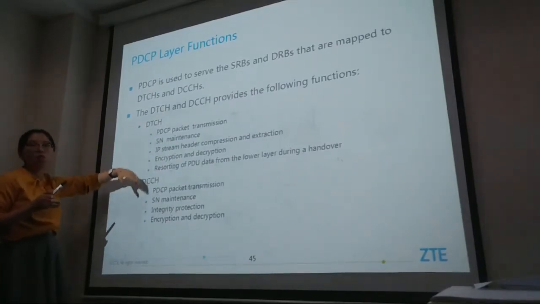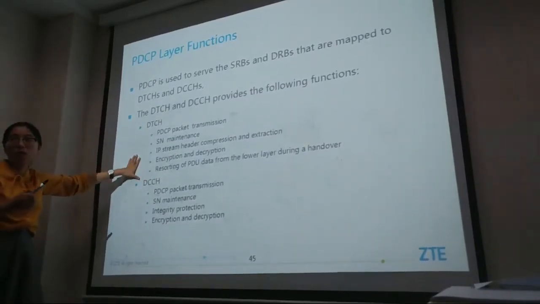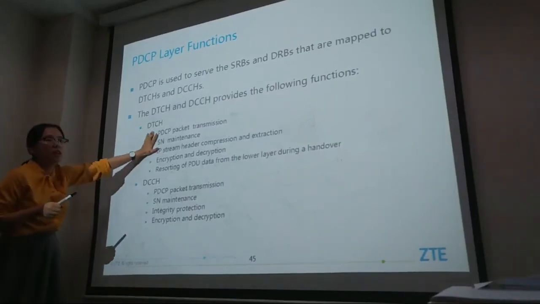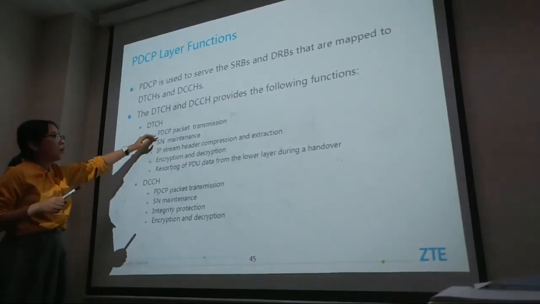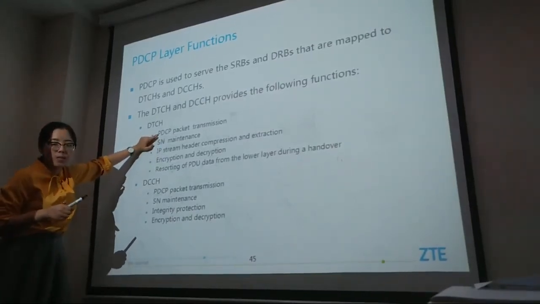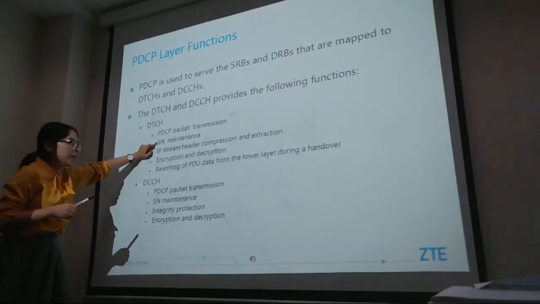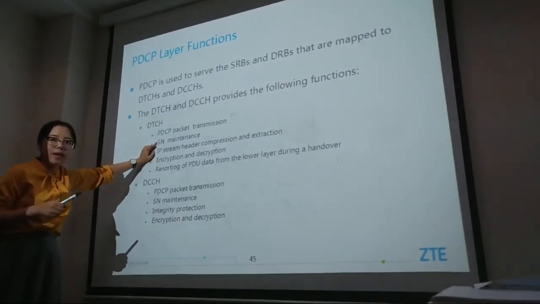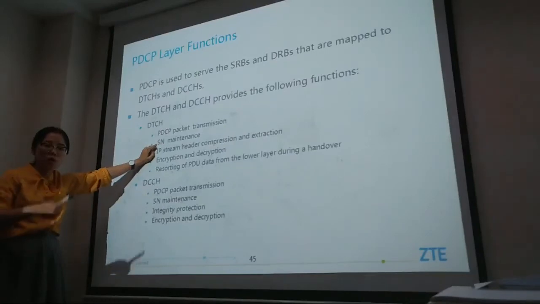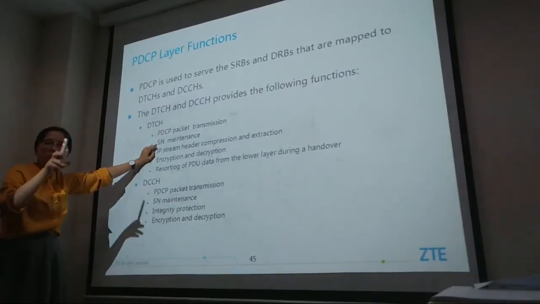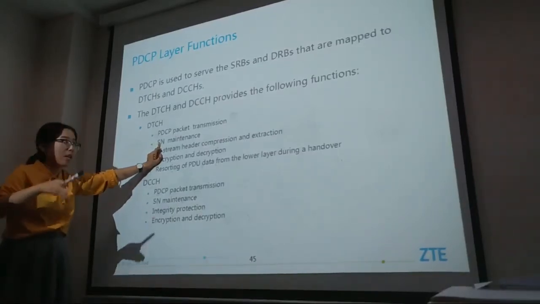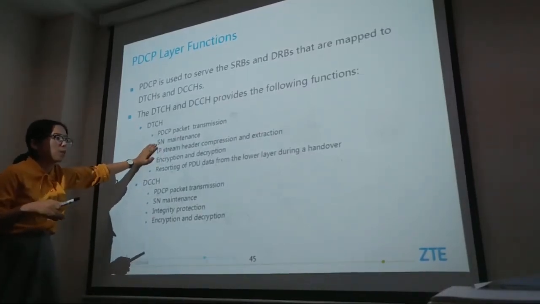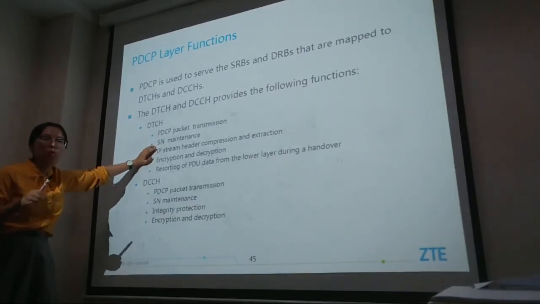From these two channels, you can read this information. For DTCH, this is the user plane. For the user plane, one function is to transmit the PDCP packet. Another is that it will maintain the SN number. SN is the sequence number. So every packet arriving at PDCP is given a sequence number. This sequence number is very, very useful.